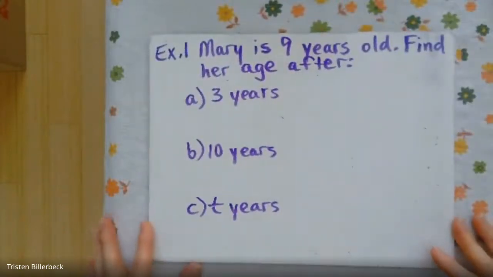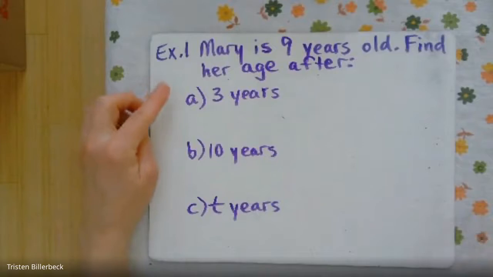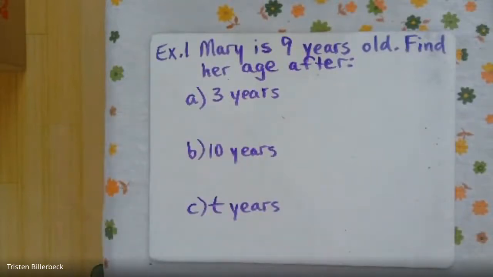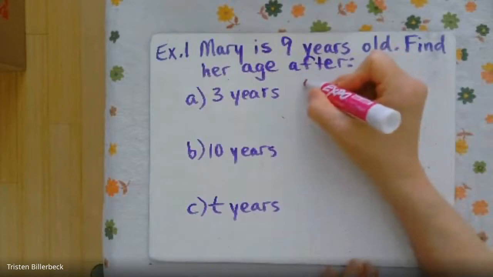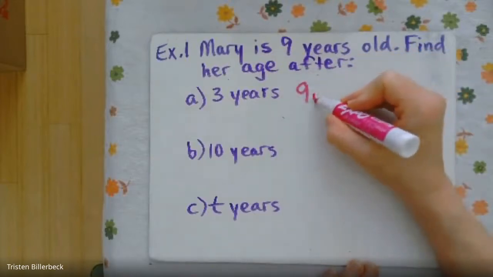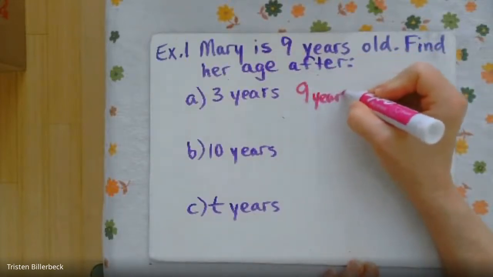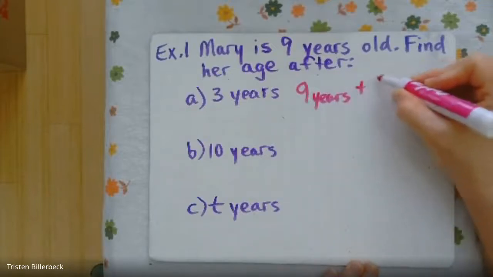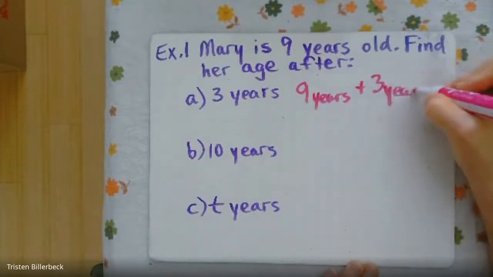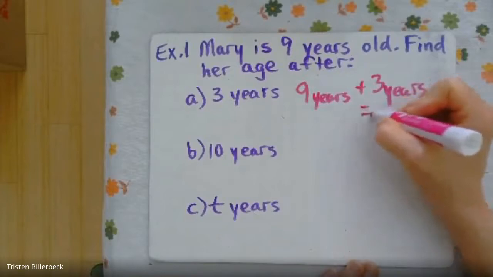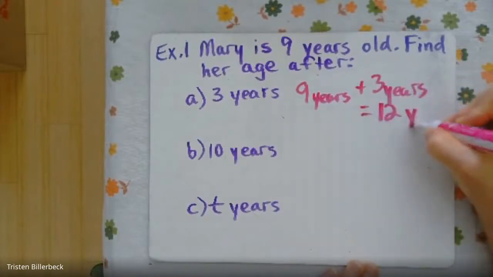So here's some other examples. Mary is 9 years old. Find her age after 3 years. So she's 9 years old, so she has 9 years plus 3 years. So she's 12 years old.